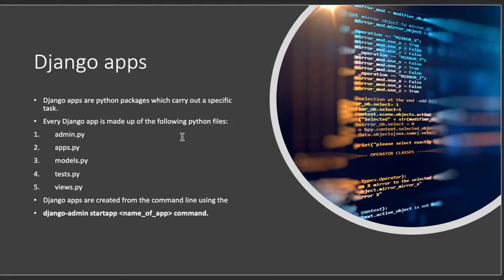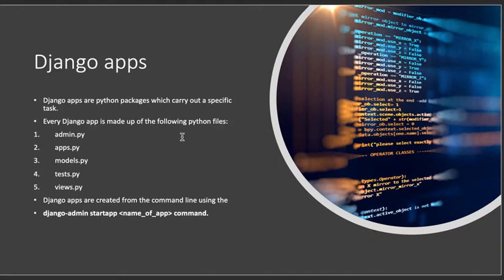Now the views file handles the requests and responses for each application in a Django project. For example, an example of a view could be create a blog post in the blog app. It could be delete a blog post in the blog app. So we're going to see all of this in code.